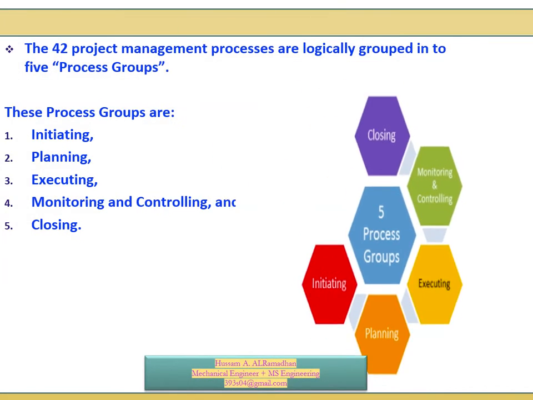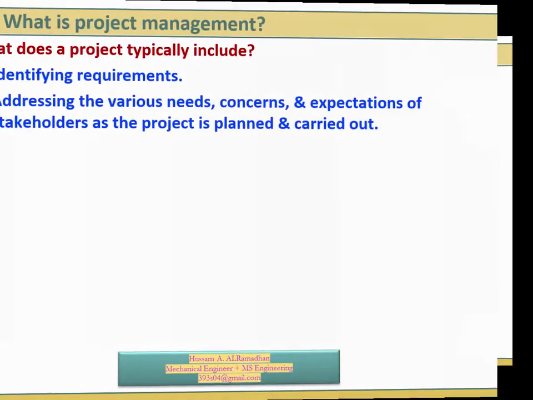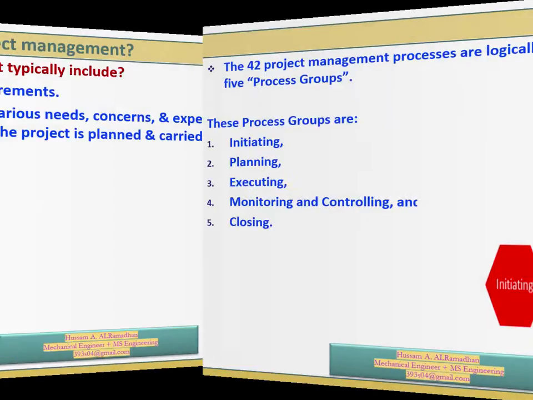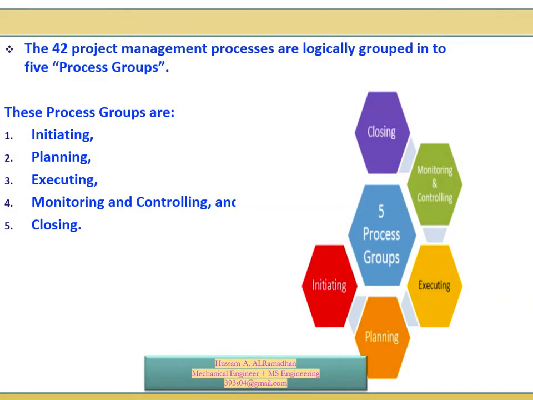So the 42 project management processes are logically grouped in 5 process groups. The process groups are initiation, planning, executing, monitoring, and controlling. Finally, closing.